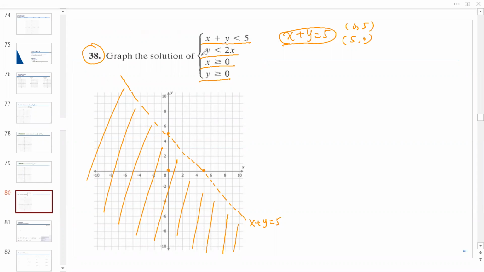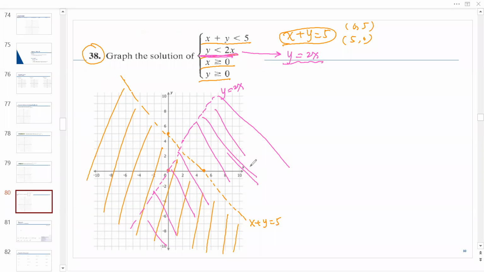Let's see the second one. Y equal 2x. Y equal 2x. They pass the orange line when they get 2, 4 here, right? So actually it's this line. So y equal 2x. So y less than 2x. So actually the bottom part, right? So it's this part. All right, so we can see 2 of them already.